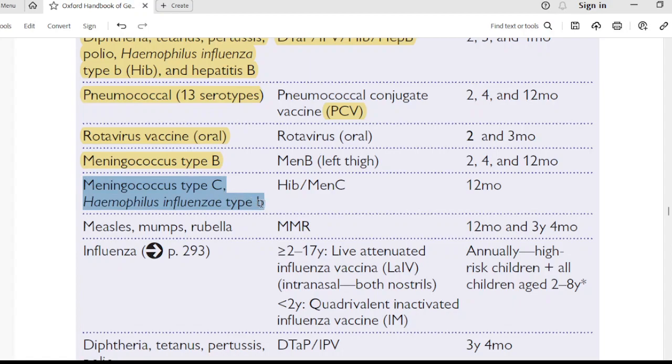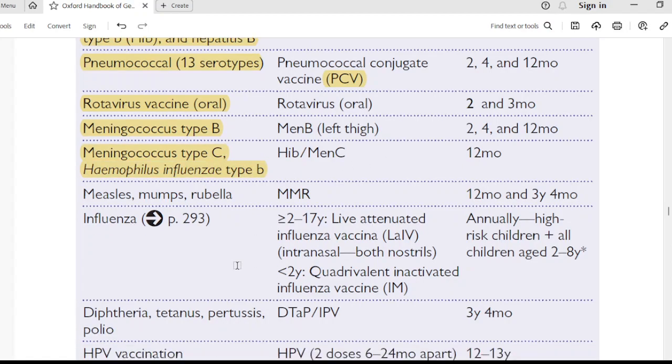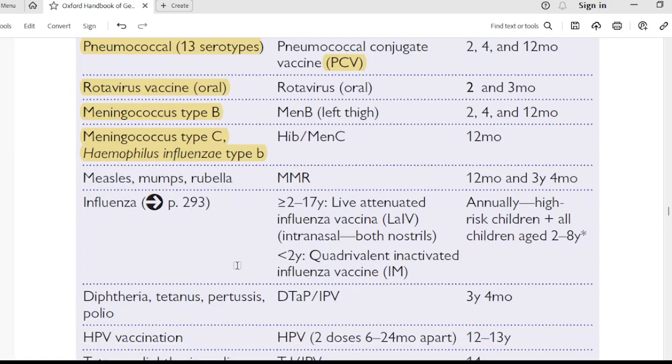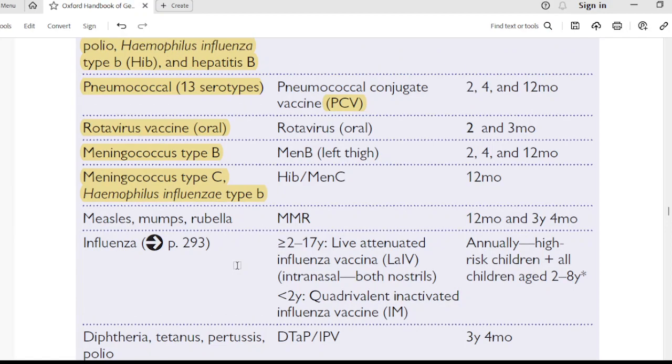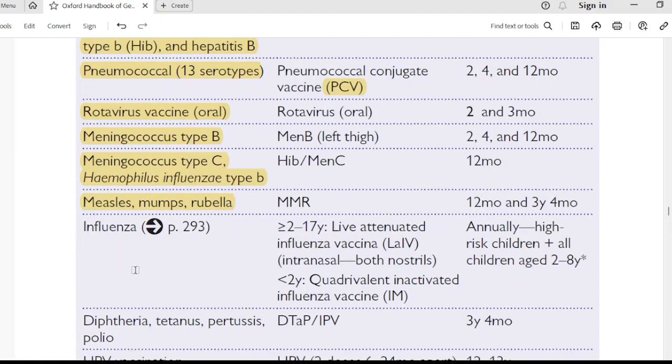Meningococcus type C and Haemophilus influenzae type B, these two are given at 12 months only, Men C and Hib. Measles, mumps, rubella at 12 months and 3 years 4 months.